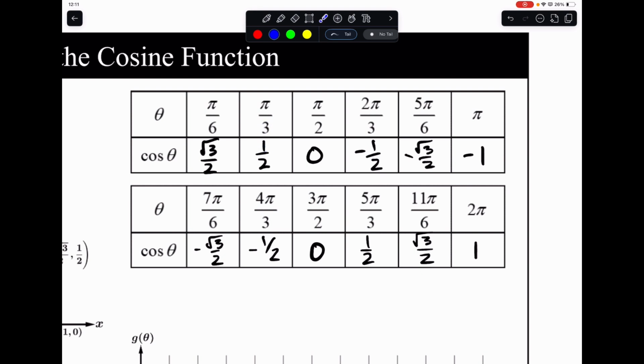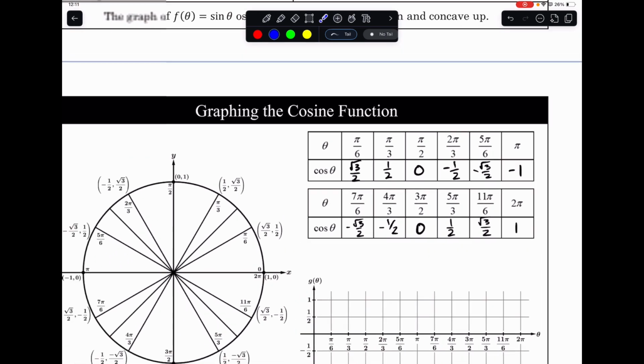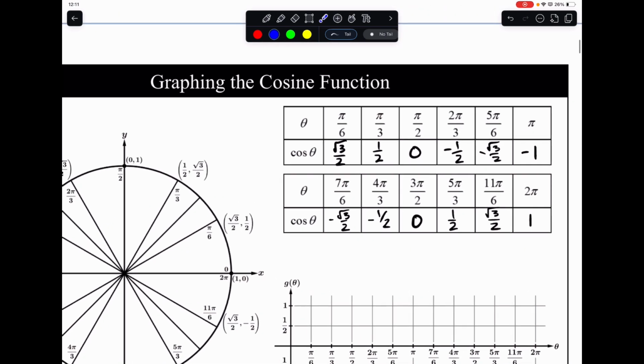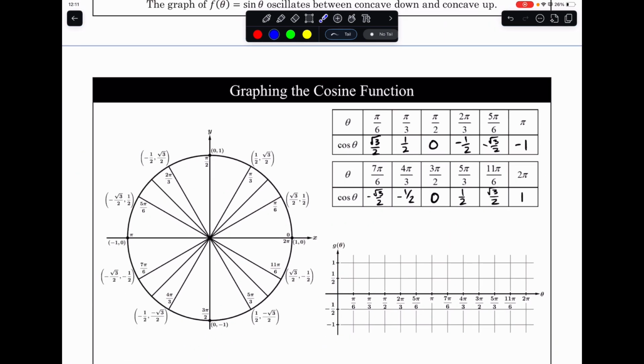And then to determine again when cosine is going to be positive and negative, well, because it's the x values, it's going to be positive in quadrant 1 and in quadrant 4. So only at the very beginning and at the very end. Everything else in between is going to be negative, as you see right there. Sorry, wrong one. This one right here. Okay, they're going to be negative.